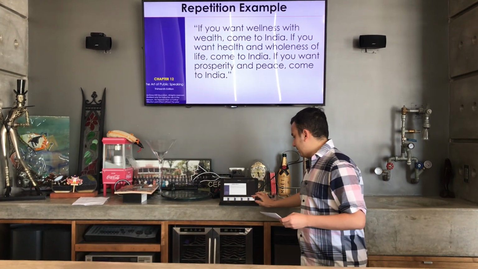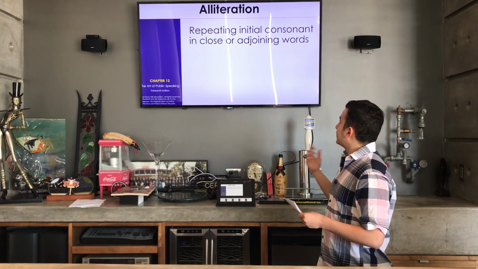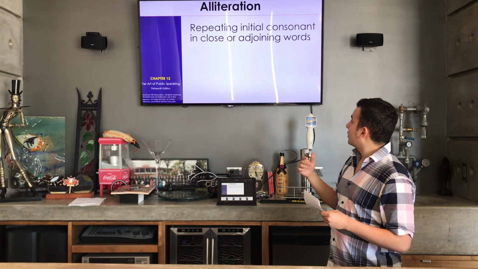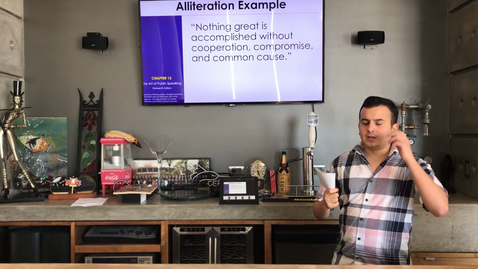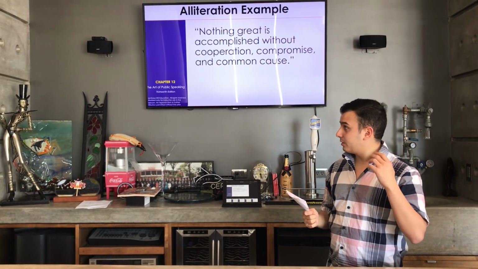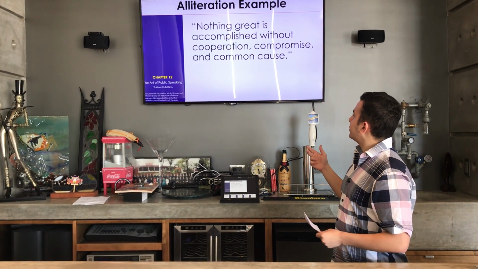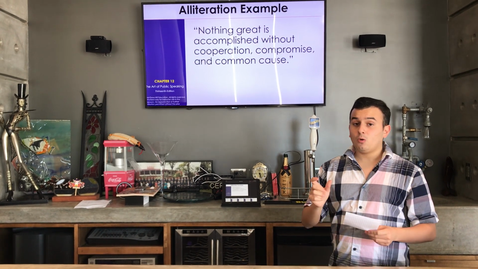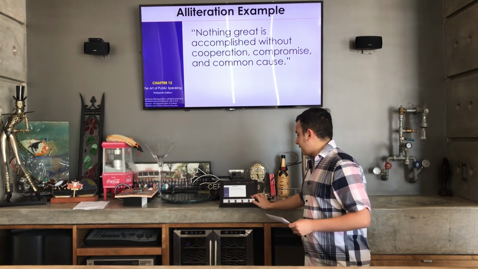And next, another part of the rhythm is the alliteration, which is repeating the initial consonant in close or adjoining words. So basically here, you want the words to be similar. Nothing great is accomplished without cooperation, compromise, and common cause. So here, "co" is the alliterated consonant that goes with the rhythm.